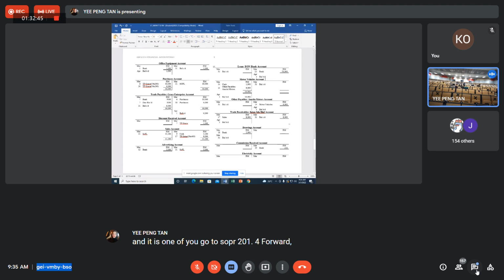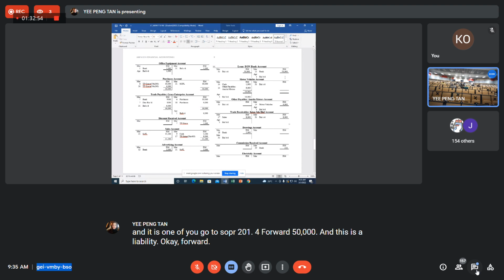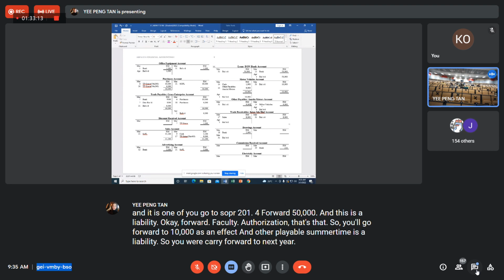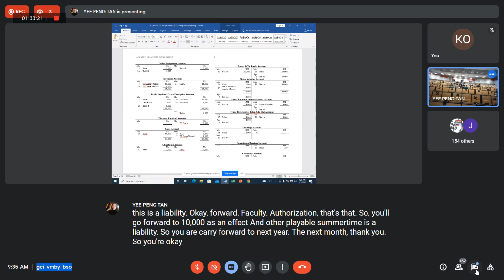This one you have to carry forward, 50,000. This is a liability, so you bring it forward as a liability. The motor vehicle is an asset, so you bring forward the 10,000 as an asset. The other payable is a liability, so you will carry forward to the next month. Also the same, 8,000, you carry forward. Drawing is equity, so you will carry forward.